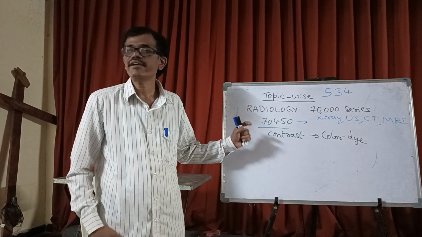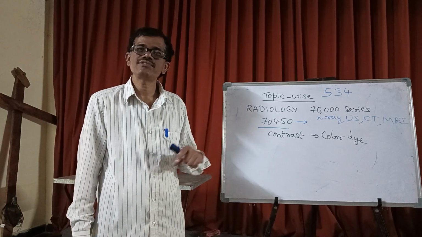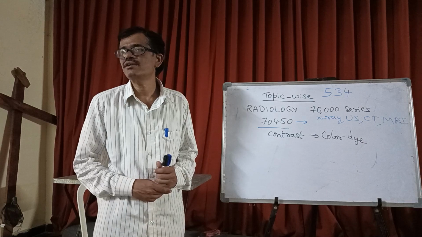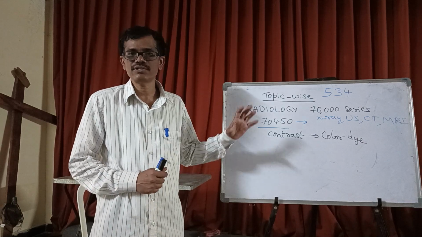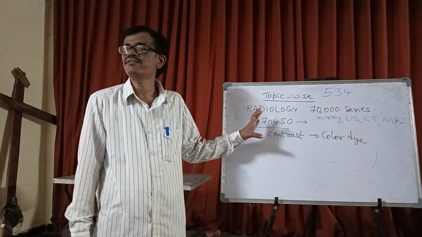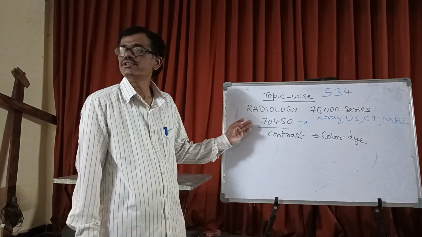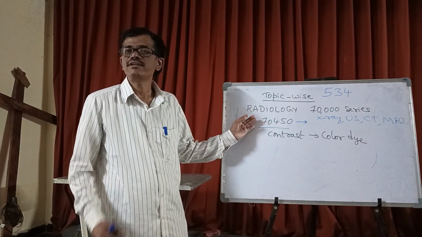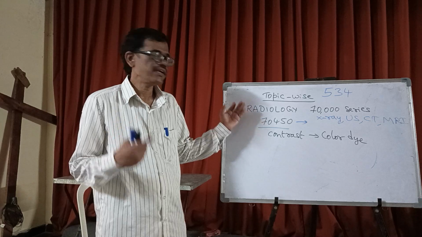So color dye means contrast material. If it is without color, it is called without contrast material. There is only a black and white image. That is what we call without contrast material. And they give an injection of color dye and take a picture.